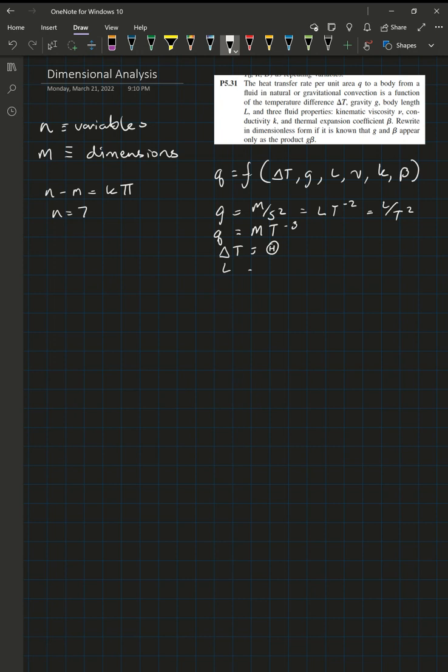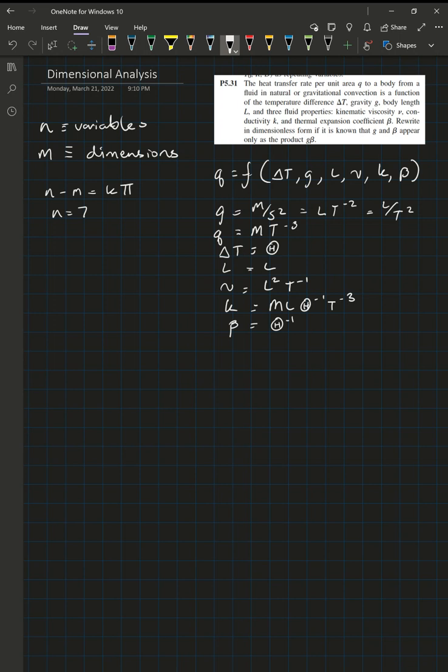Length is easy, it's just L. Kinematic viscosity is going to be L squared T to the minus 1. And then K is going to be M L capital theta to the minus 1, T to the minus 3. And then beta, the thermal expansion coefficient, is just 1 over temperature, which I'll represent like so.